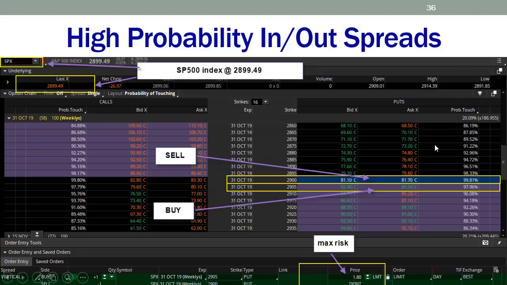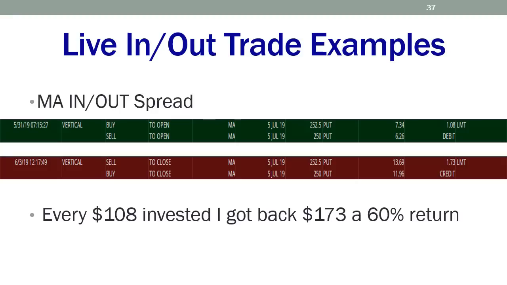Let me give you a couple of really specific examples. This entire summer has been like the summer of in-out spreads. I'm going to give you live in-out trade examples. First of all, this one, MA. What's MA? You guys tell me. By the way, this is an interactive session. Feel free, jump in anytime. MasterCard. Okay, in MasterCard, I want to show you exactly, these are the trades.